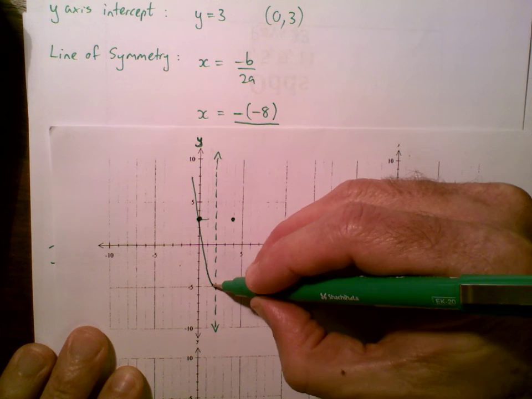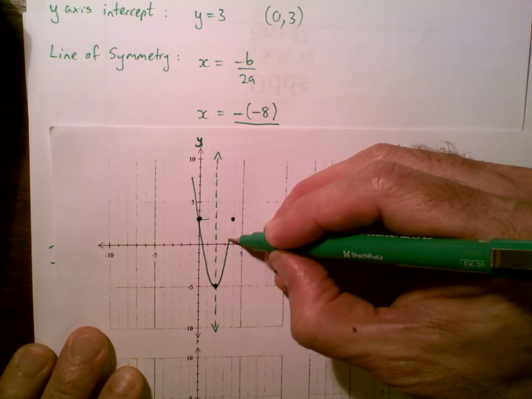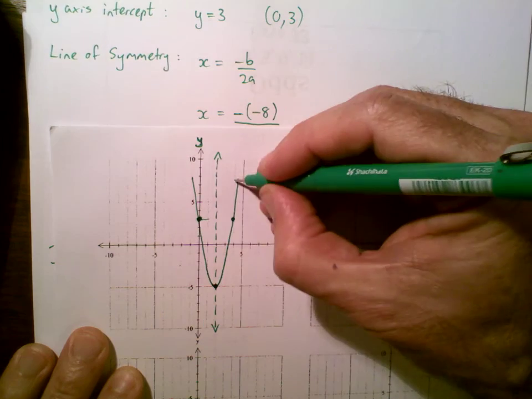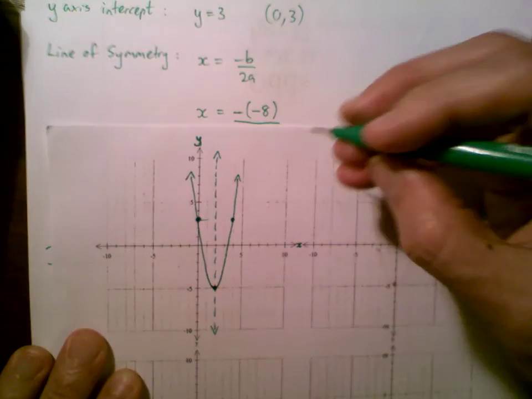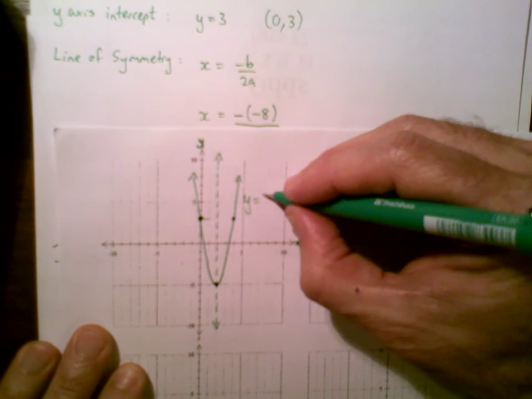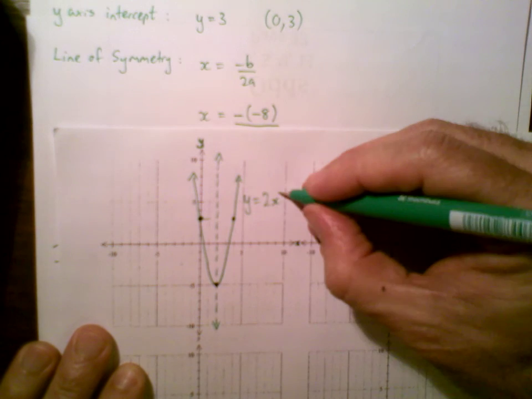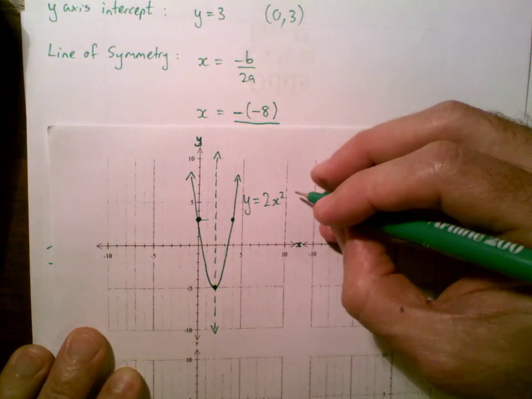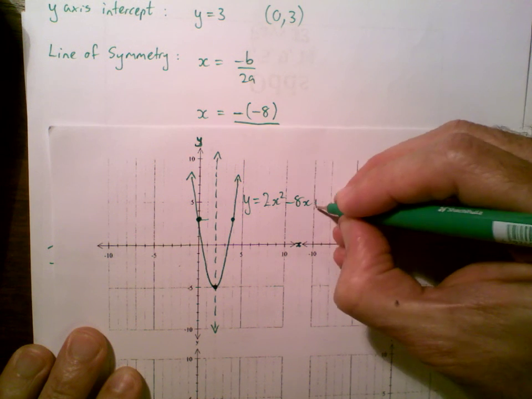Like so. It takes a bit of practice getting the shape of a parabola right. Put some arrows on the end. And we can now say that that's the curve of y is equal to, or the graph of y is equal to 2x squared, take 8x plus 3.